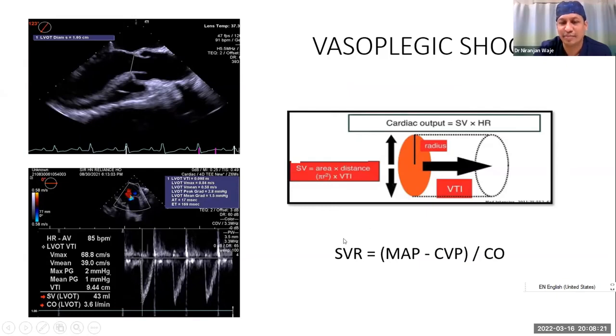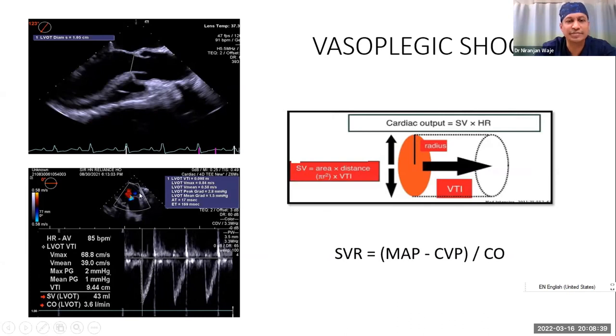By application of this formula, SVR equals MAP minus CVP, mean arterial pressure minus CVP, over cardiac output, you get the systemic vascular resistance. If the SVR is low, it's a vasodilatory shock and you start pressors. If it's high, you might go down on the pressors or use some vasodilators.